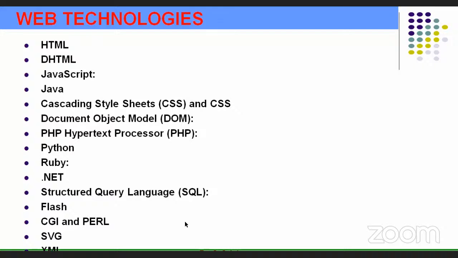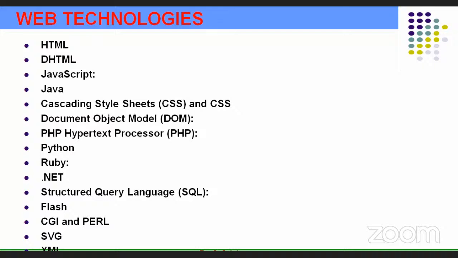The next one is CGI and Perl. CGI stands for Common Gateway Interface, and Perl stands for Practical Extraction and Reporting Language. These languages are also used to contain HTML and DHTML codes. These are used to develop websites. And the next one is SVG. SVG stands for Scalable Vector Graphics, and XML stands for Extensible Markup Language.